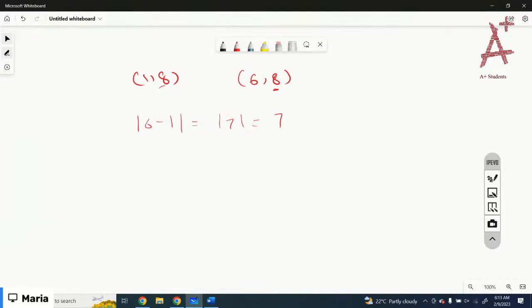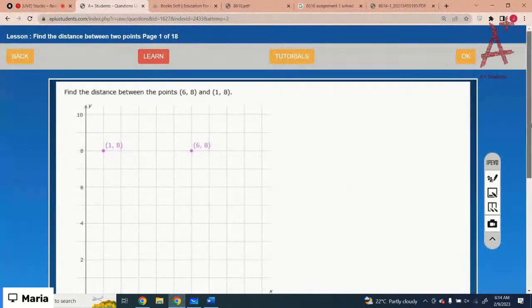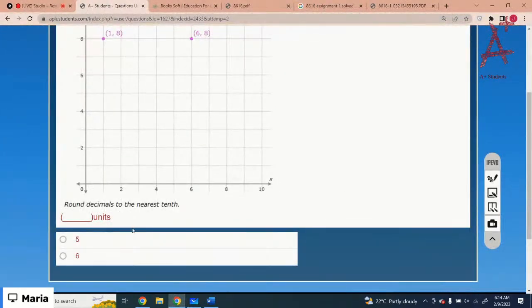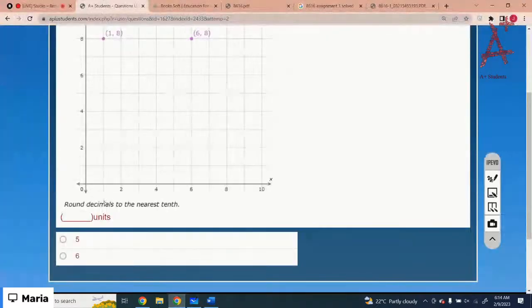So the correct option here is, 6 minus 1, it is not 7. So 6 minus 1 is 5, not 7. Got it? So here you have 5. So the correct option is 5. Just select the correct option, then click on the OK button.